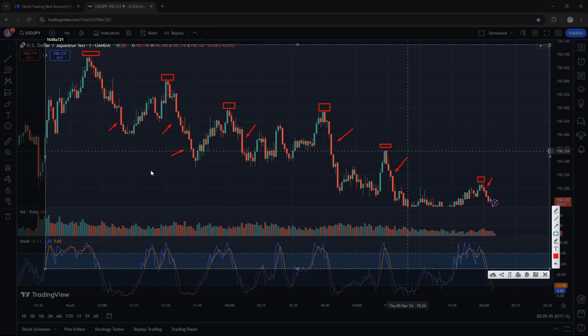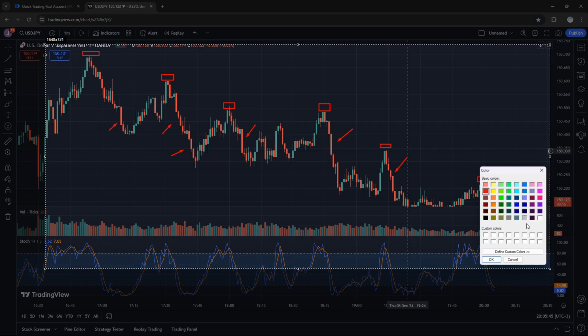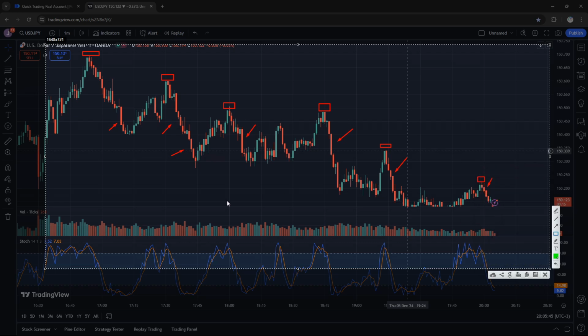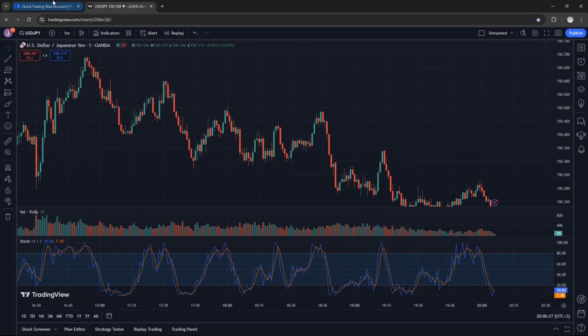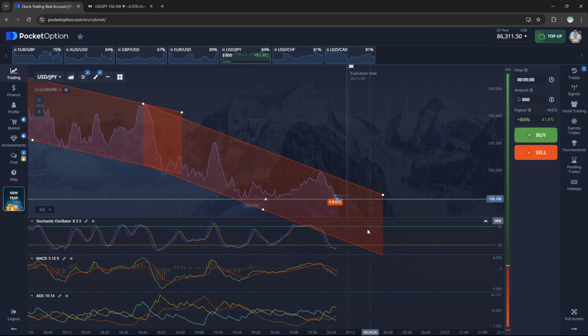Now, look at the red rectangles marking the key resistance levels. Every time the price tries to push upward, it hits these levels and gets rejected. Not only that, but with each attempt, the highs are getting lower, which is a clear sign of weakening bullish momentum. Sellers are stepping in earlier and dominating the market.